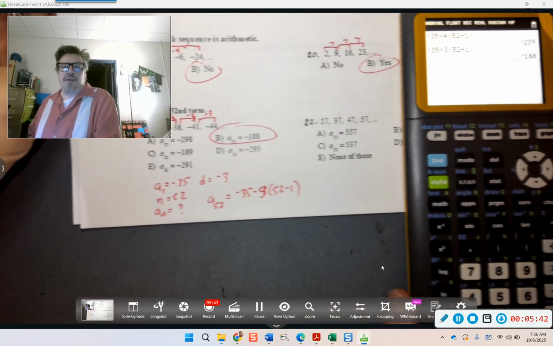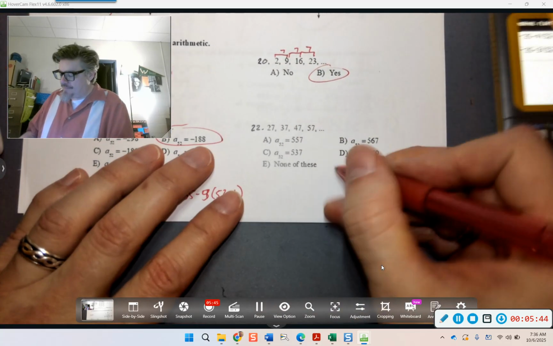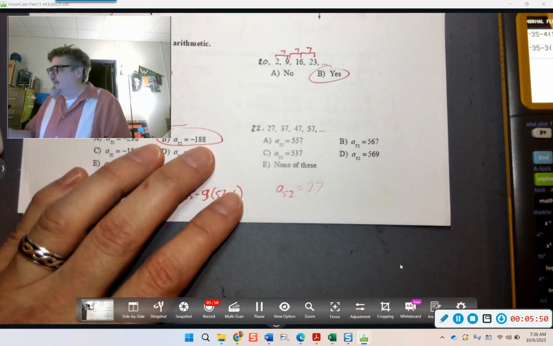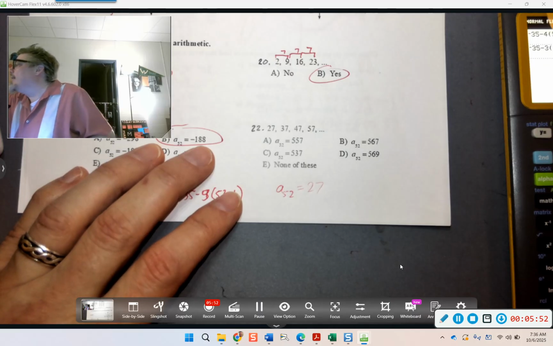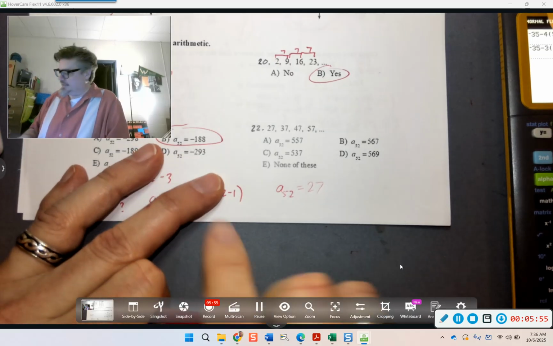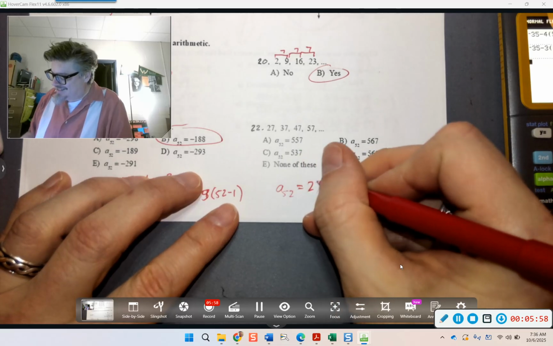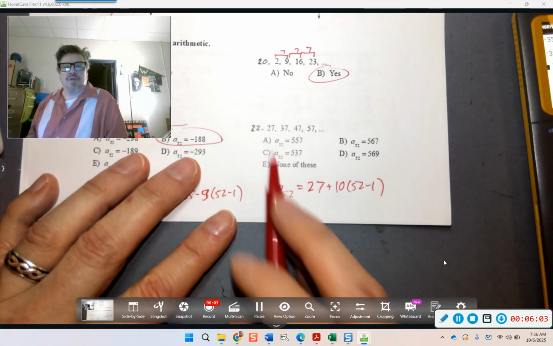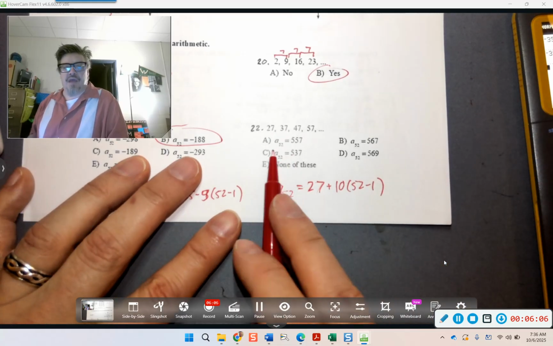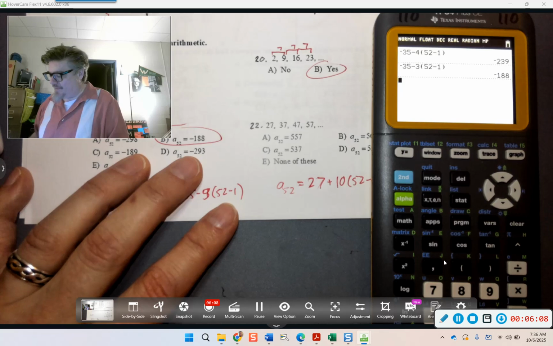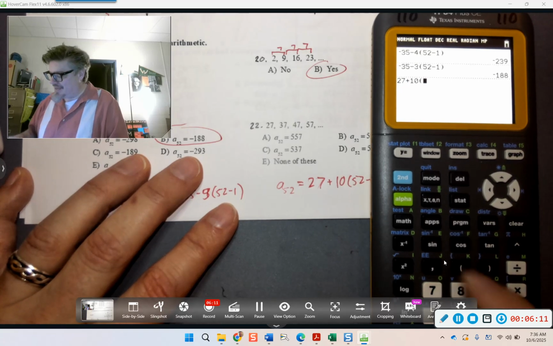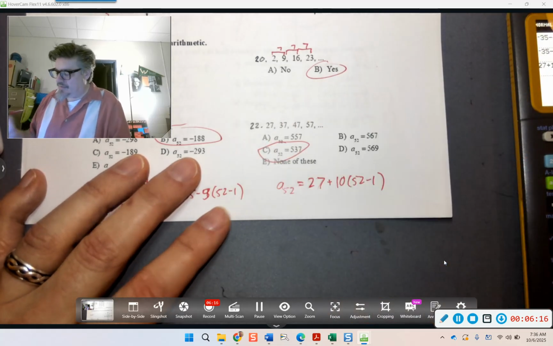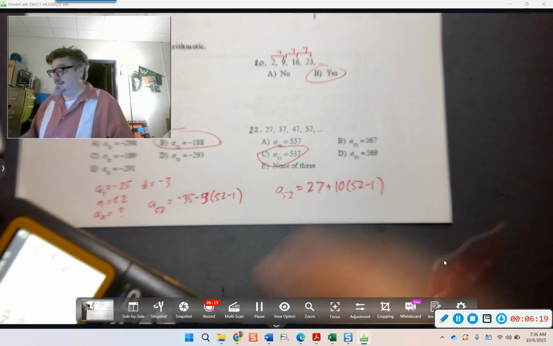Okay. All right, now this one, same thing. We want the 52nd term. And it looks like we're starting with, oh my, this pen is finally going out. That was one of my favorite pens. All right, 27. Then it's going up by 10, and we're looking for the 52nd term, so we want way down there. So 27 plus 10 times 52 minus 1, and we're going to get 537. And that is it. Almost finished.